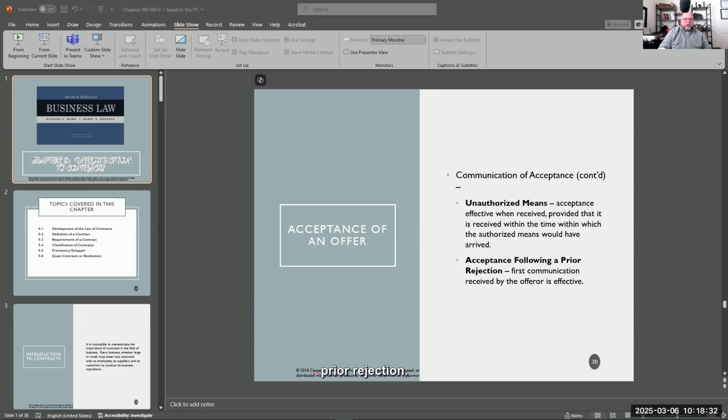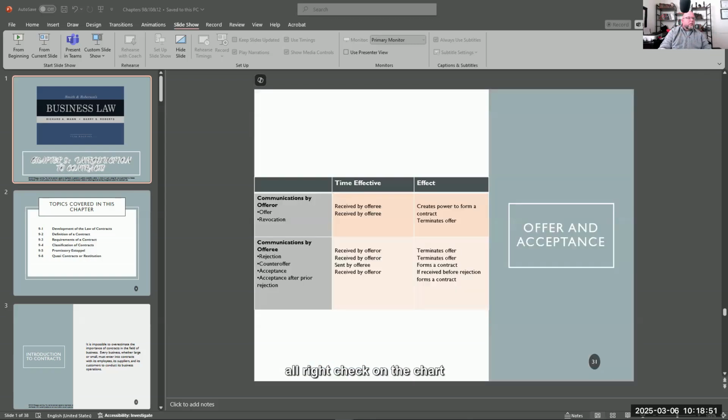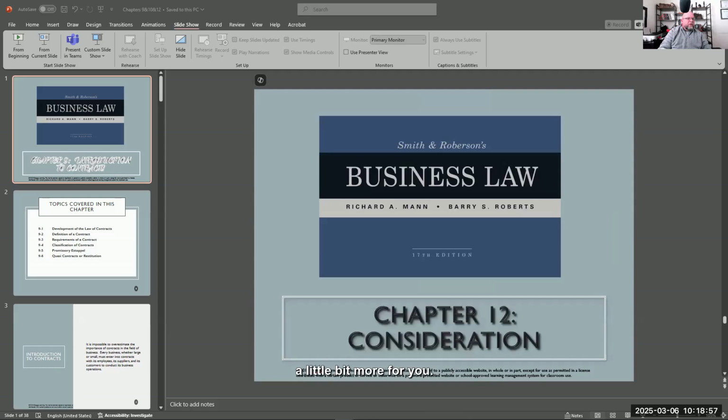Acceptance following a prior rejection: the first communication received by the offeror is effective. All right. So if you rejected it, you can't go back and then say, yeah, I changed my mind. That offer is no longer in existence. It's up to the one making the offer to reissue it if you want to accept it then. All right. Check the chart and make sure you understand it. It just lines things out a little bit more for you.